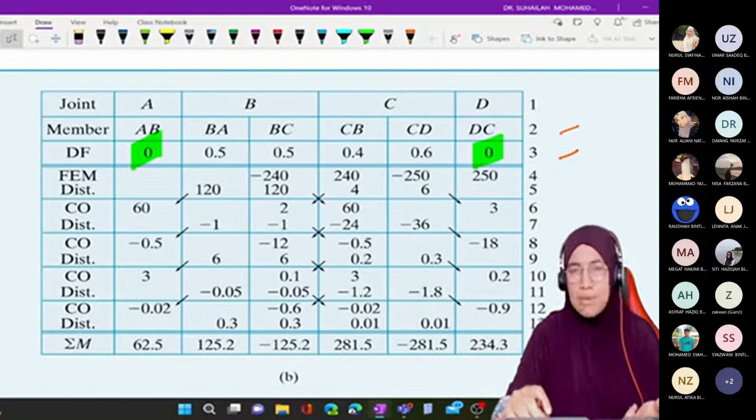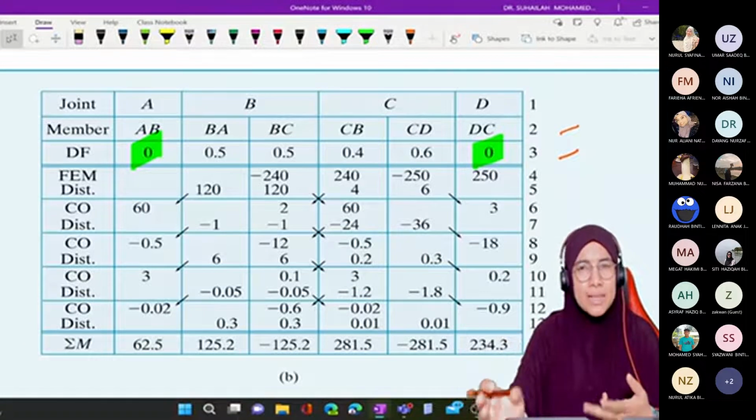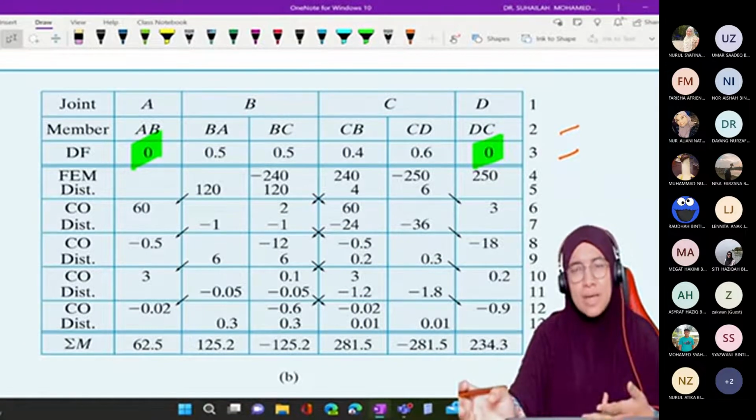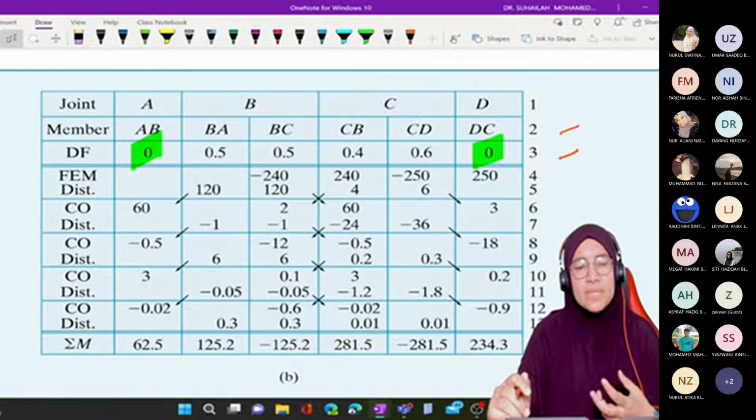Of course we can have support settlement in a frame, but normally that occurs when we need to analyze a properly restrained frame. In that case we may have delta due to support settlement, but normally in a frame we focus on side sway. That is covered by other lecturers, Dr. Hazrina and Dr. Tevin.